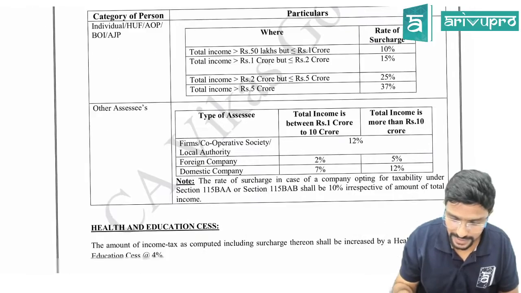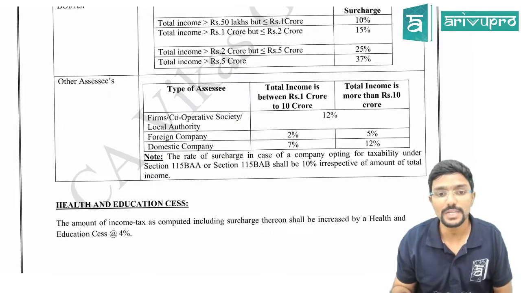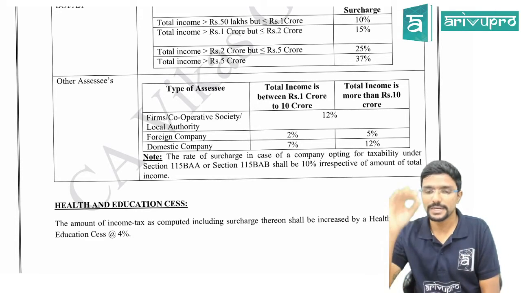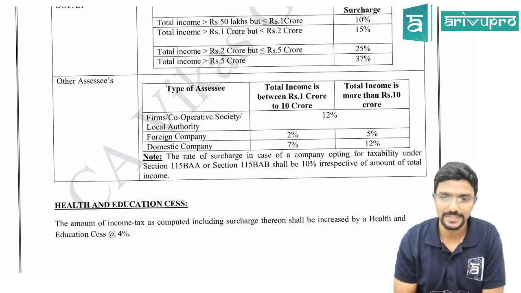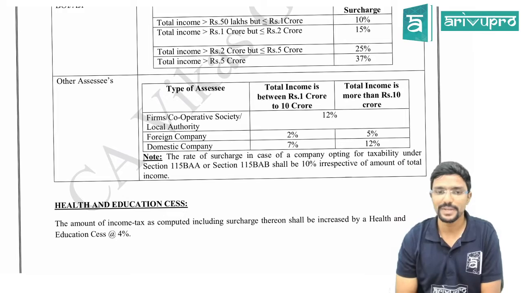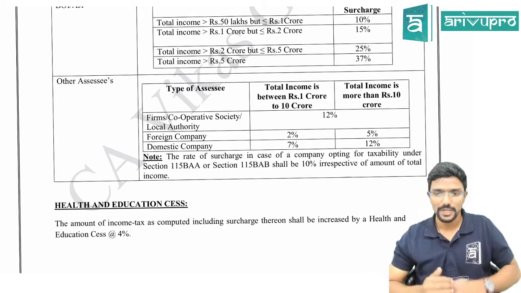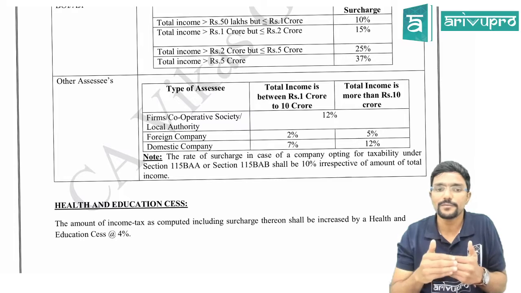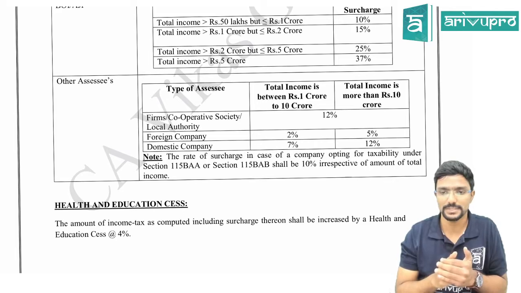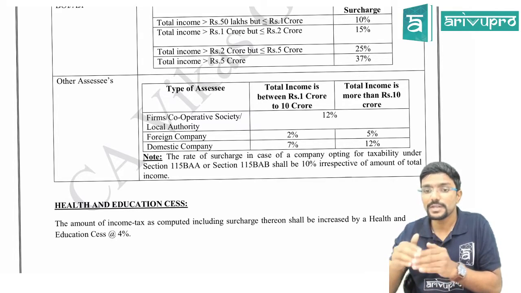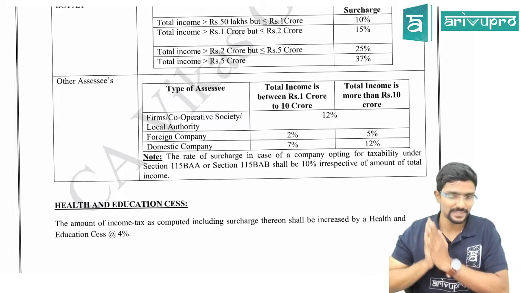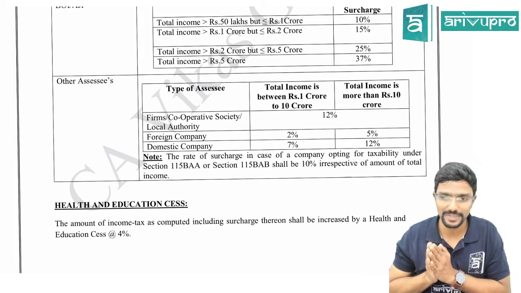Agree? Then coming to other categories of assessee. If it is a firm, cooperative society or local authority, and your income is more than 1 crore, it is always 12%, irrespective of how much it is. If it crosses 1 crore, 12%. Then for foreign company and domestic company, we have to see two things. If your income is more than 1 crore, for foreign company it is 2%, for domestic company it is 7%. If in the same case your income crosses 10 crore, then for foreign company it is 5%, whereas for domestic company it is 12%.